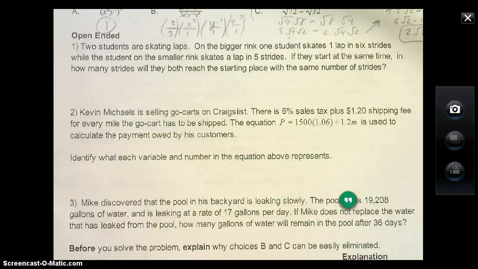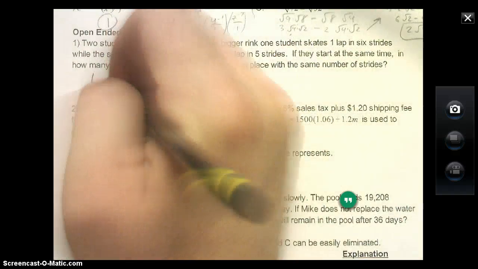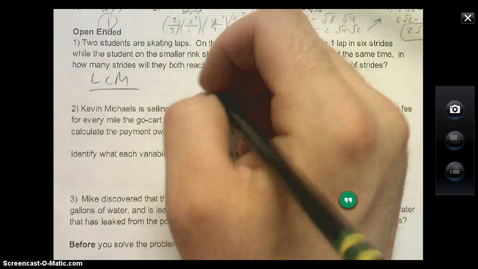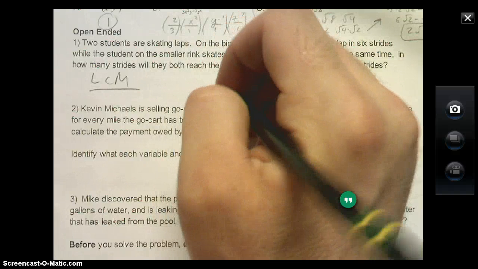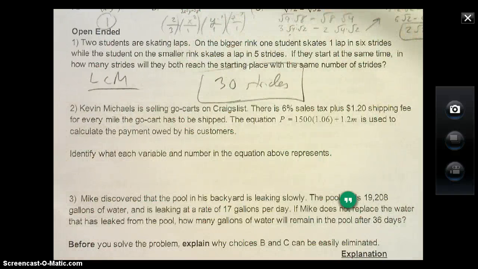Just the last few open-ended questions here. Two students are skating laps. The student on the bigger rink skates 1 lap in 6 strides, while the student on the smaller rink skates a lap in 5 strides. If they start at the same time, in how many strides will they both reach the starting place with the same number of strides? It's not going to be anything less than 5 or 6. So this is an example of LCM, going high. The LCM of 5 and 6, if you multiply them together, is 30. So 30 strides, and then they'll both be back at the start at the exact same time.